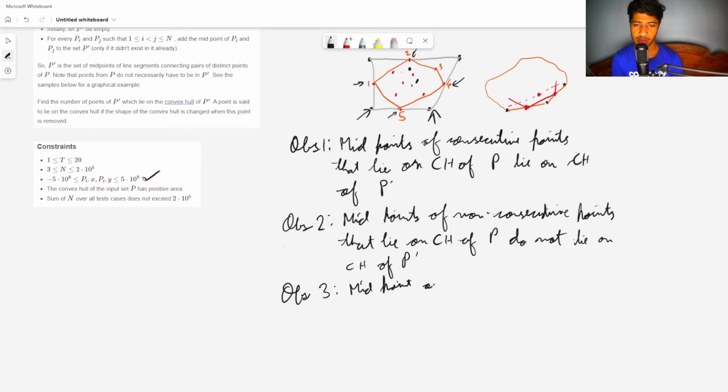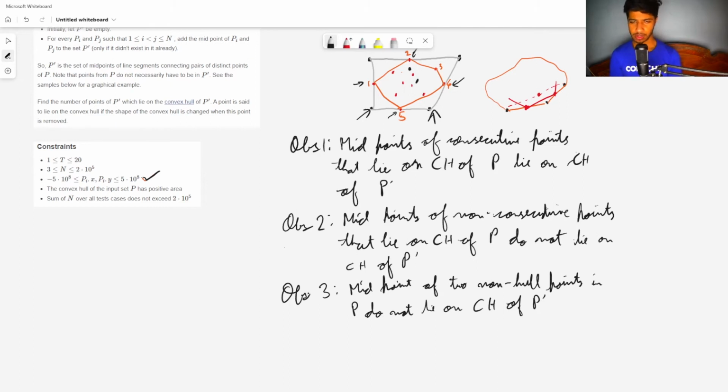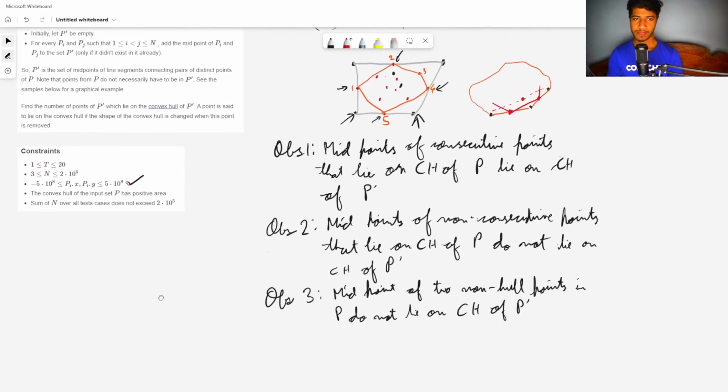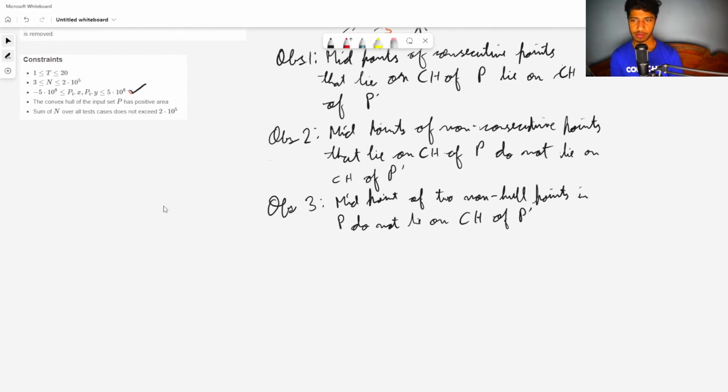Midpoint of two non-hull points in P do not lie on the convex hull of P dash. So these three observations, try to get through, try to understand what these three observations mean. I did explain each one of them. Try to replay it if you don't understand.